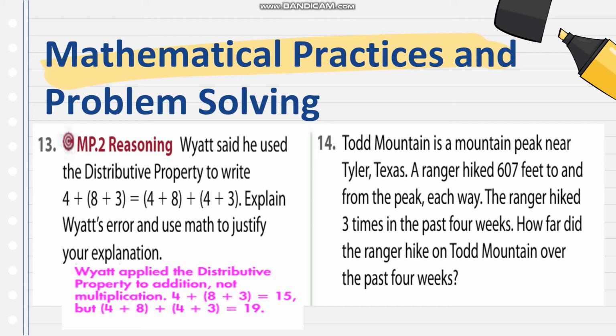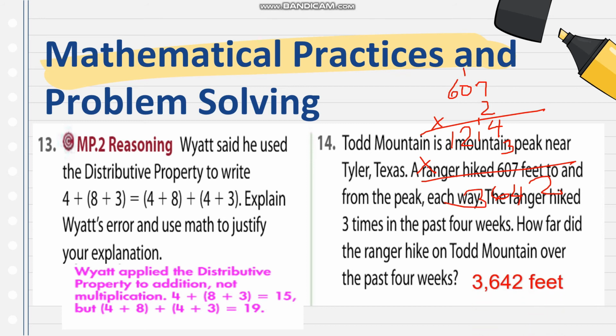So what we are going to do is simply multiply 607 by 2, because that is to and from the peak. So that is 14, regroup 1, this is 1, and we have 1215. Then after that, we need to multiply it by 3. So that is 12, regroup 1, this is 4, and this is 6 and 3. So the answer is 3642 feet.